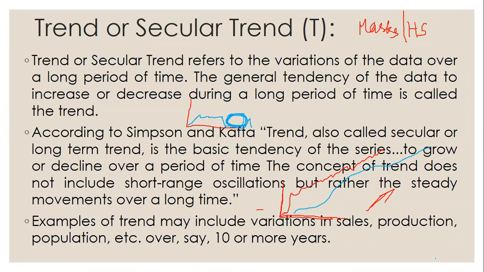This can happen with your sales, production, population, etc. Now the population of India has been increasing like anything. People love to increase the population. Now we are 130 crore odd. You can never say a proper number. 130 crore odd in India. Now it keeps on going like this. It's a long trend for a very, very long term. So that is trend. Understood what you mean by trend?